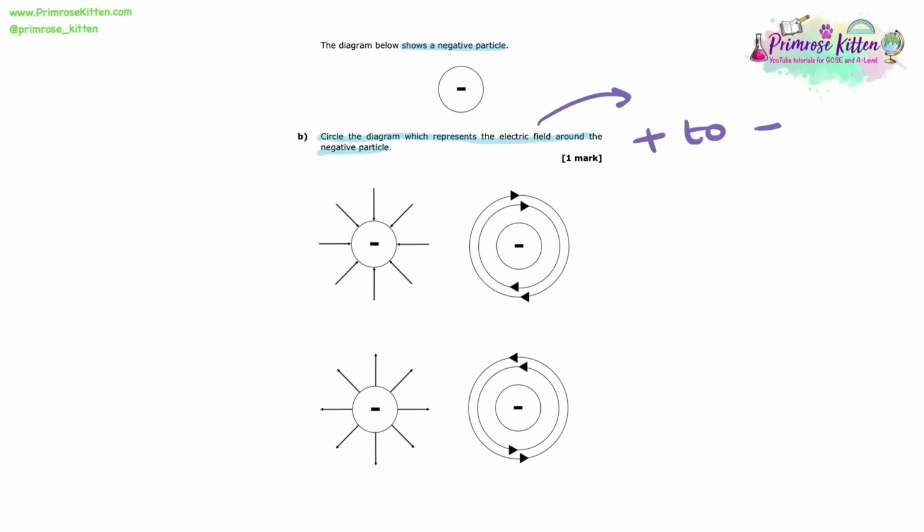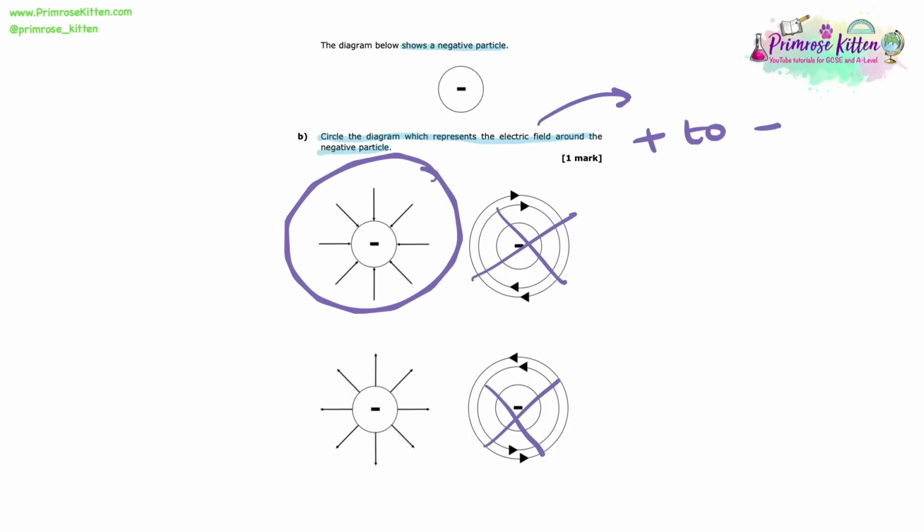It's not going to look like the two options on our right with these circles circling around the charges, so we can cancel these out straight away. And using the fact that electric fields go from positive to negative, we can then positively identify our answer as this one here. And that's due to its general shape and also the fact that those arrows are pointing towards the negative.